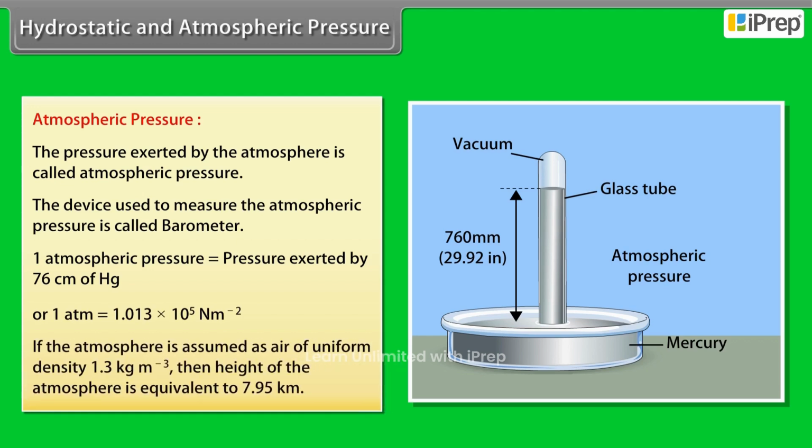If the atmosphere is assumed as air of uniform density 1.3 kilogram per meter cube, then the height of the atmosphere is equivalent to 7.95 kilometer.